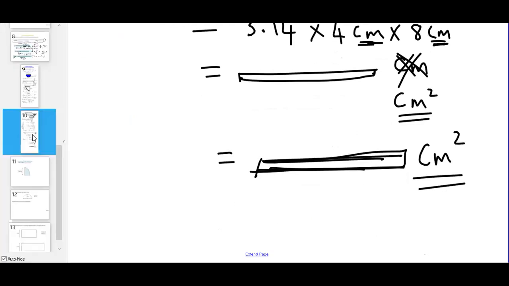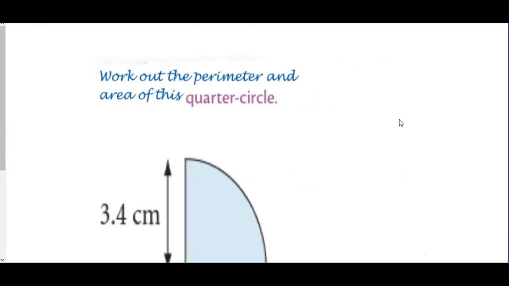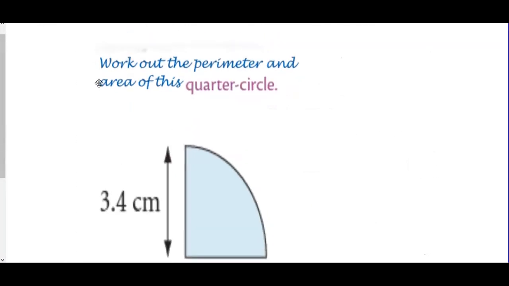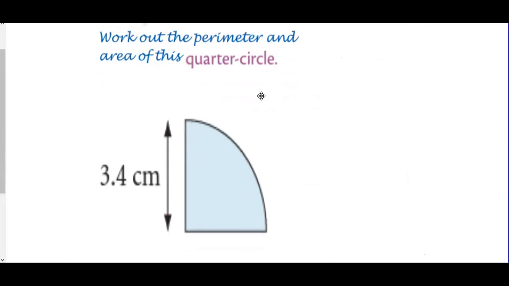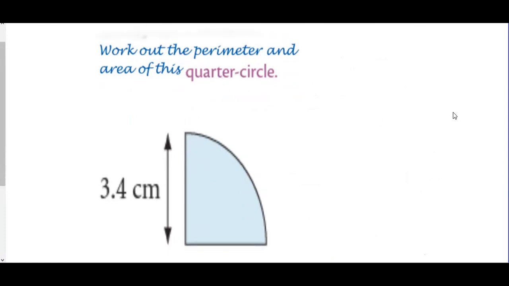Now, the next question will be this shape here. You see, this is the next question. Work out the perimeter and the area of this quarter circle. Oh, we need to get number one, we need to get perimeter.